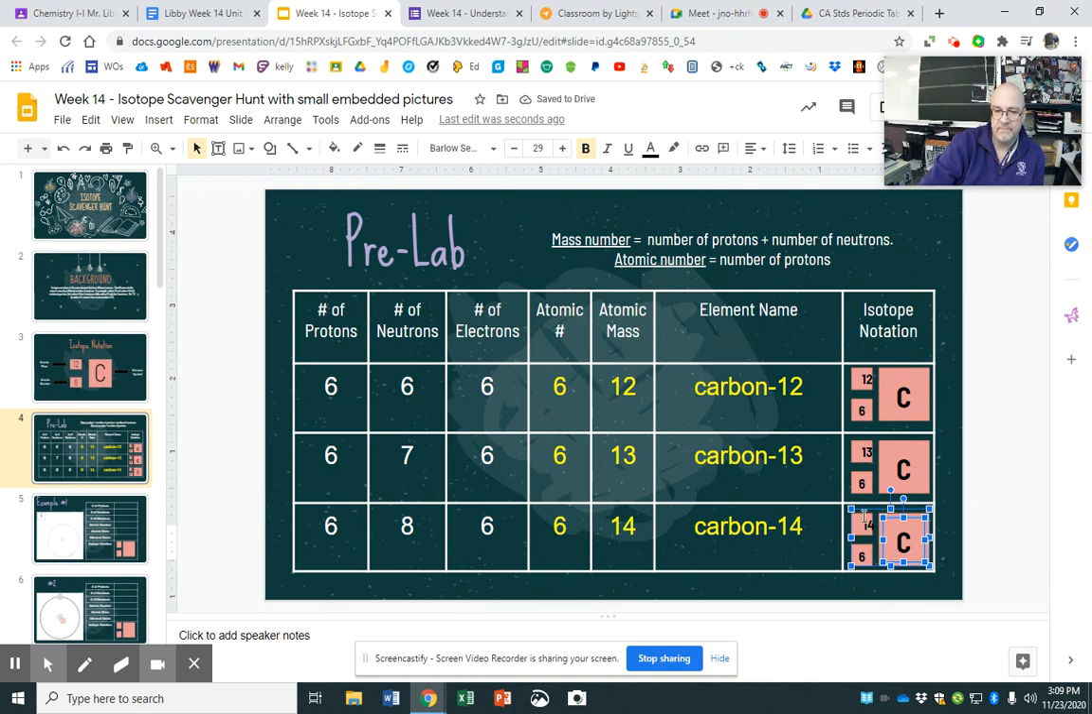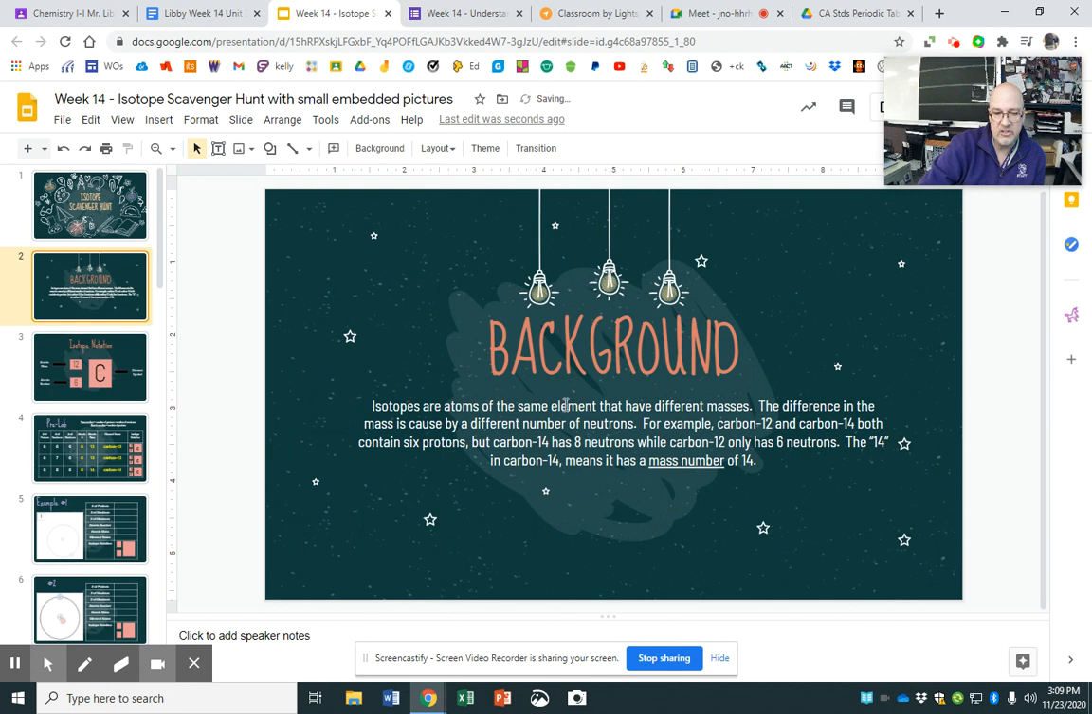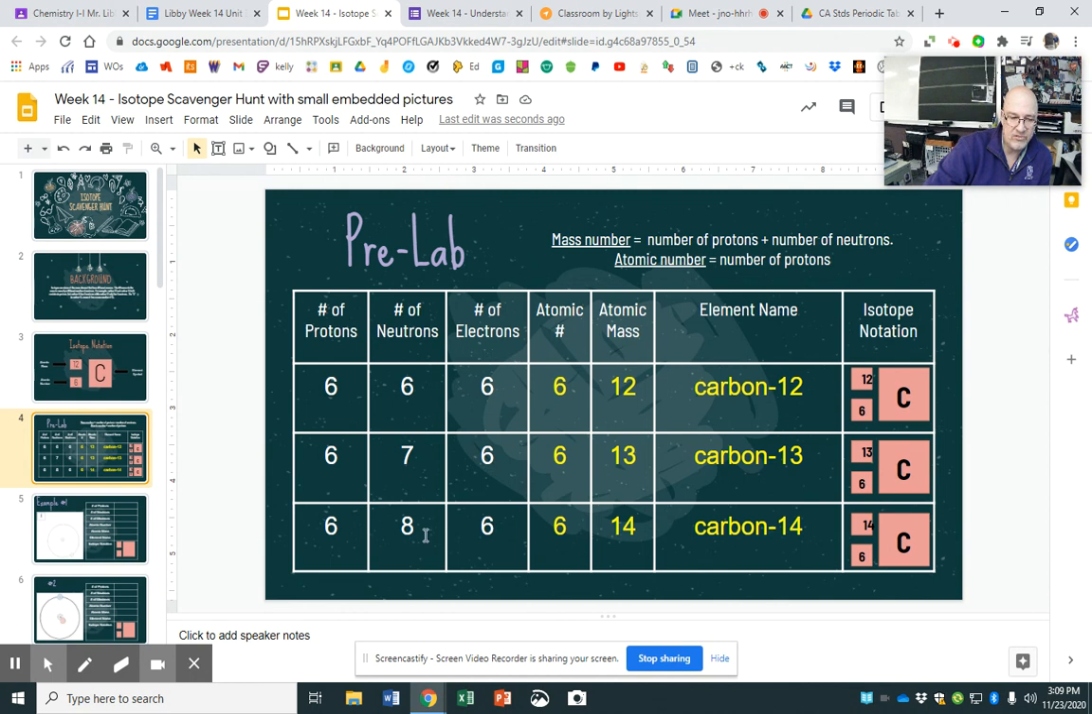That's how you do this, right? So they're the same element, same atomic number, right? But they have different masses. So those are called isotopes of carbon, right? Carbon 12 and carbon 14 both have 6 protons. Carbon 14 has 8 neutrons. Carbon 12 only has 6.